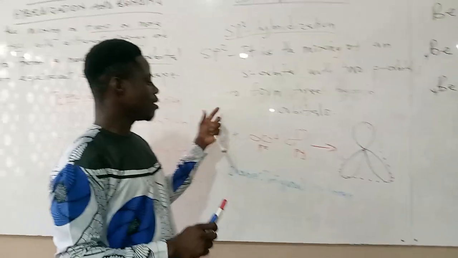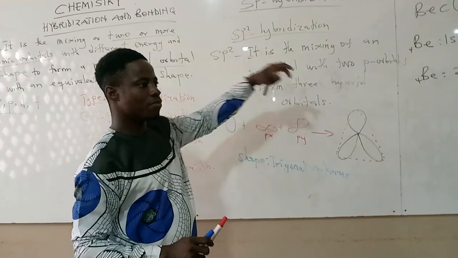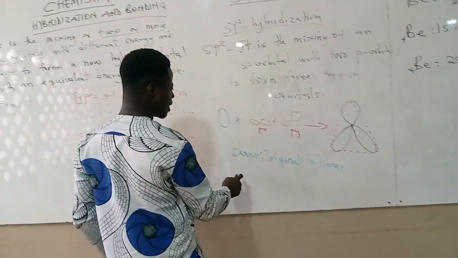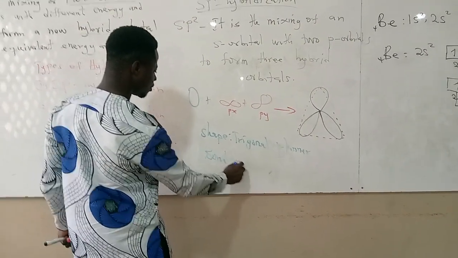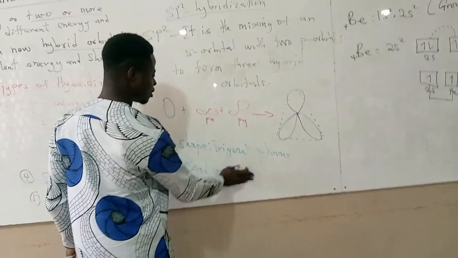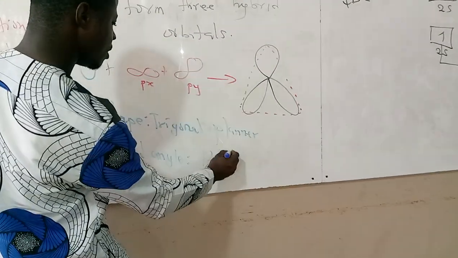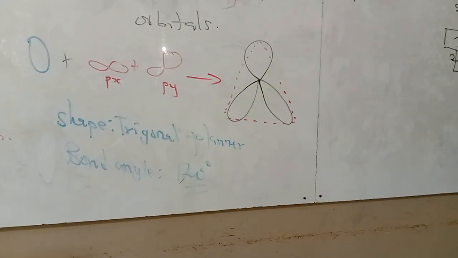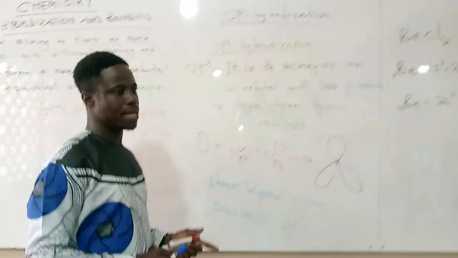The shape you see is trigonal planar. So for all sp2 hybrid orbitals, the shape is trigonal planar. Someone will ask, then what do you think will be the bond angle? The bond angle here is going to be 120 degrees. When we did sp hybridization, we had a bond angle of 180. This time around, the bond angle here is 120 degrees. These are the basic things you need to know about sp2 hybridization.